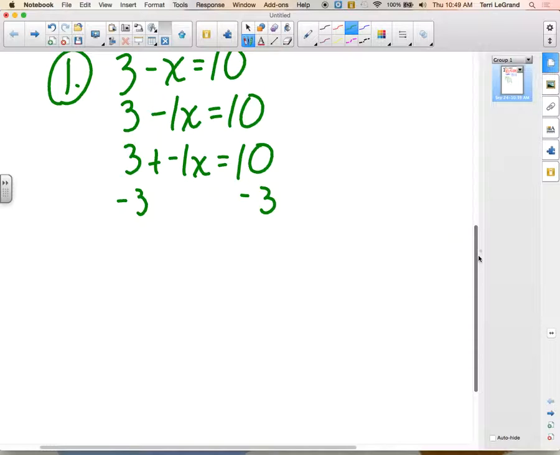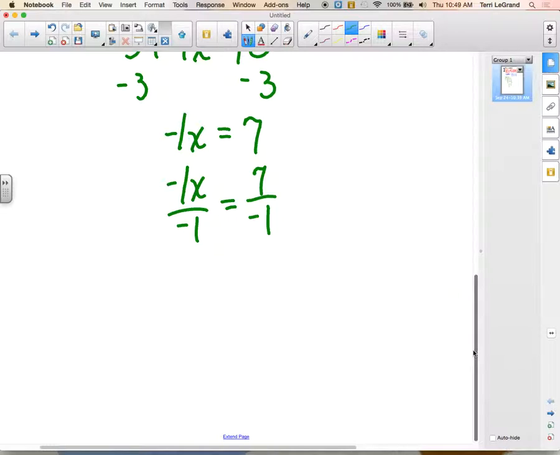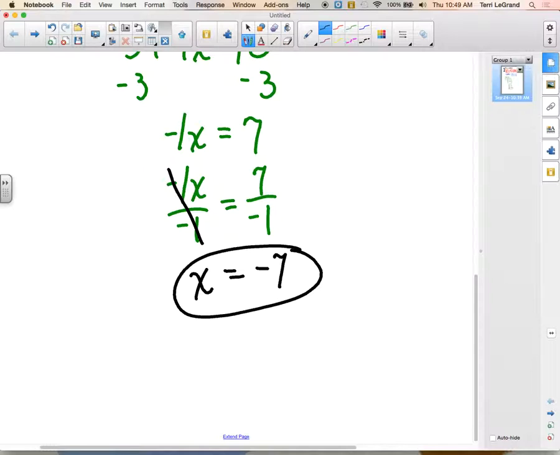And now our equation is going to read negative 1x equals what? 7. Okay. Are we done? No. We have to do one more step, don't we? What do we have to do? Divide both sides by negative 1. Yeah, we got to divide both sides by negative 1. And the negative 1's cancel over here. The x is by itself. A positive divided by a negative is a negative. 7 divided by negative 1 is negative 7. So it's going to be negative 7, isn't it? Negative 7.